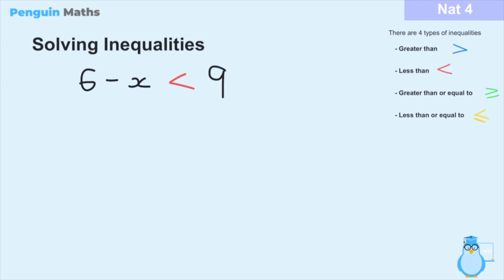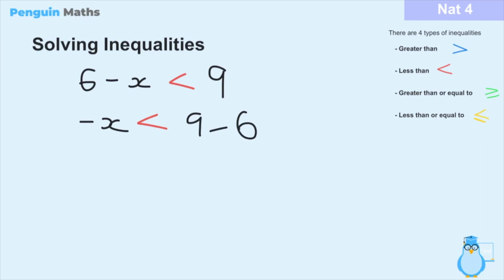So this next one is asking us to solve the inequality 6 minus x is less than 9. So again, we have to rearrange this inequality so we have x by itself on the left hand side and then some number on the right hand side. So we can begin by moving this plus 6, or the positive 6, over to the right hand side and making it become minus 6. So we can say that minus x is less than 9 minus 6.